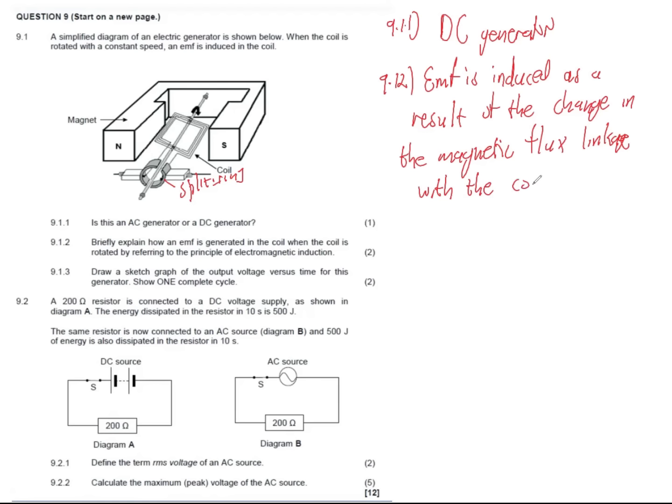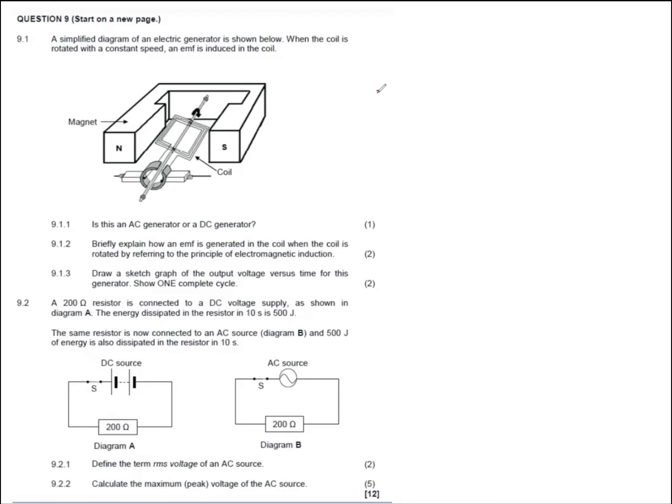You will still remember this from the formula that we used to do in grade 11. So EMF is induced as a result of the change in the magnetic flux linkage with the coil, right? We know that the change in magnetic flux linkage is directly proportional to the EMF induced. So briefly, for 2 marks, we can just put it like that. EMF is induced as a result of the change in the magnetic flux linkage with the coil.